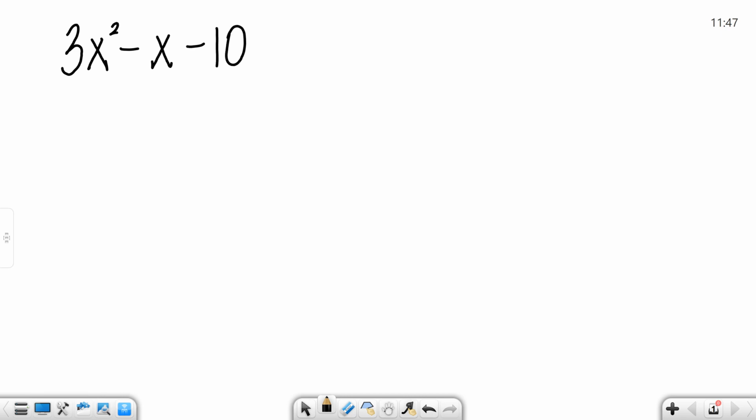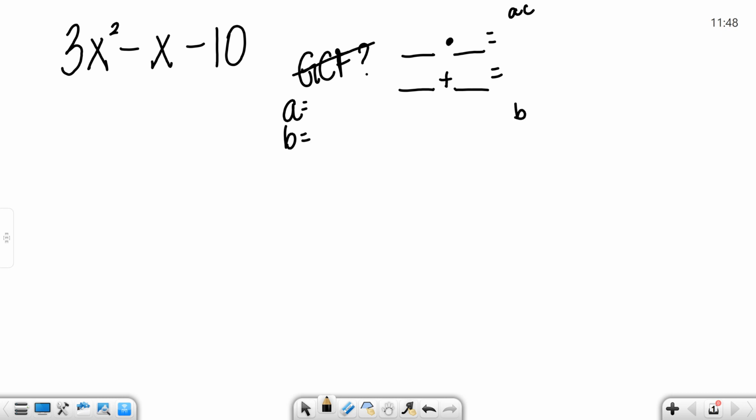All right, anytime we're asked to factor, we always look for the greatest common factor first. There's not one here. So this is a trinomial. I am going to find two numbers that multiply to be AC and add to be B. So I need to know what are A, B, and C. A is 3, B is -1, and C is -10. So A times C is -30, and my B value is -1.